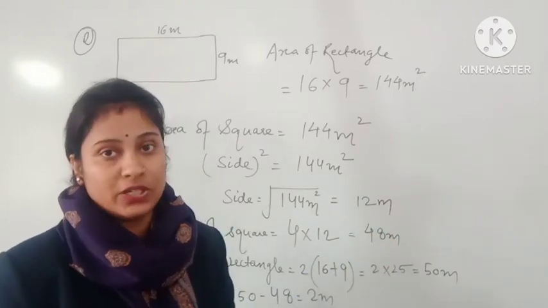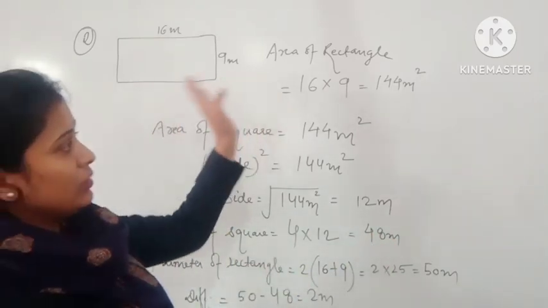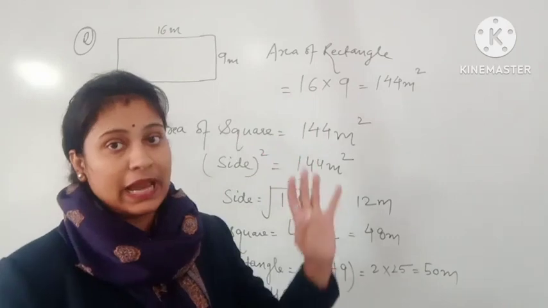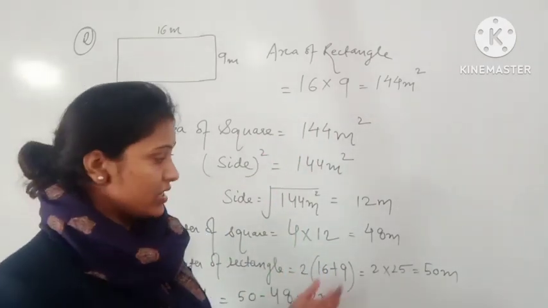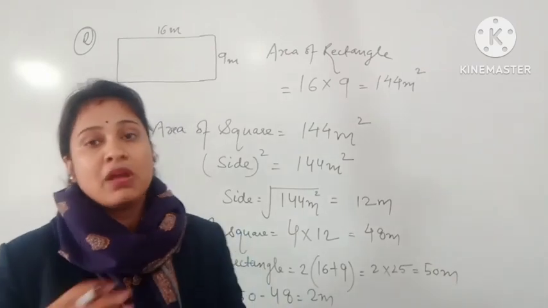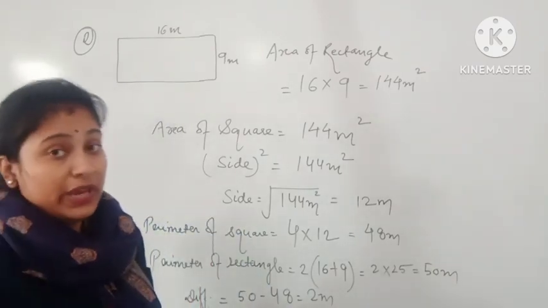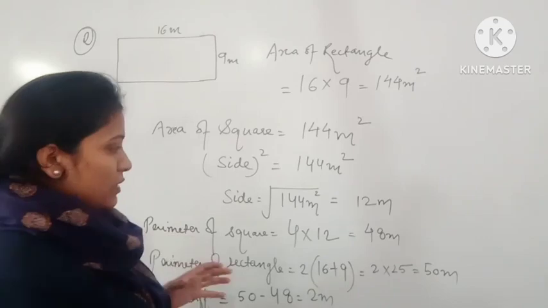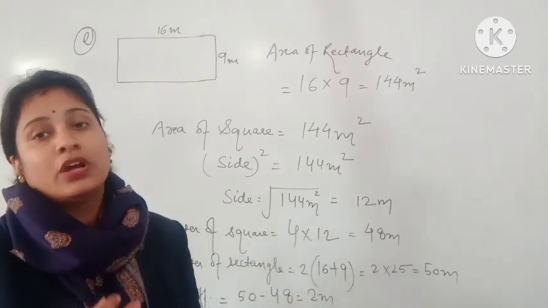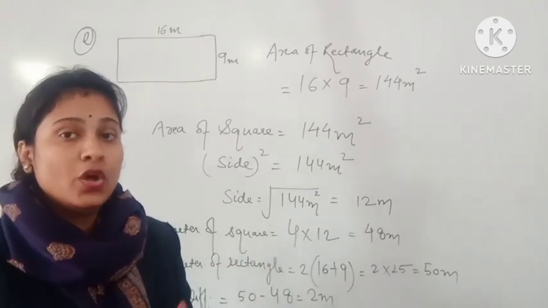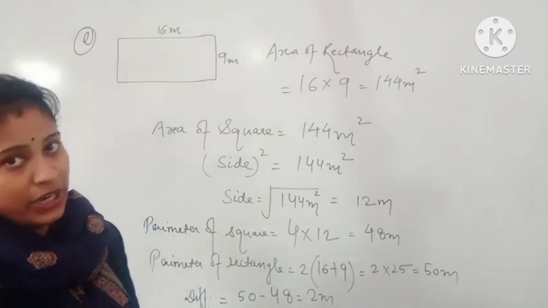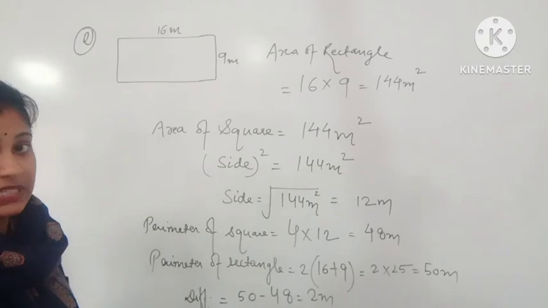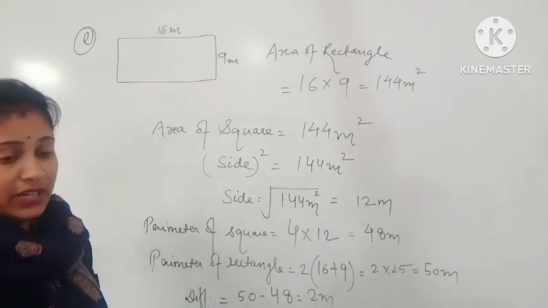We already have the measurements of the length and breadth of the rectangle. From these two values, we can find out the perimeter of the rectangle, which comes to be 50 meter. And comparing both perimeters, we can know the difference between them: which figure has the greater perimeter, which one has the lesser perimeter, and by how much they differ. Okay, I hope this is clear. Now let us move to the second numerical.